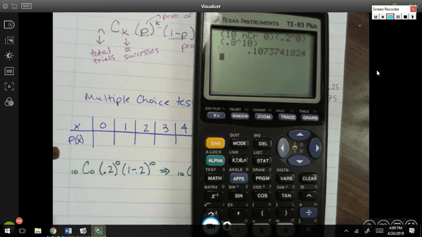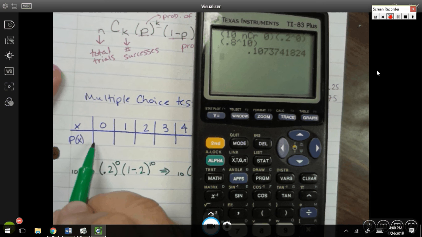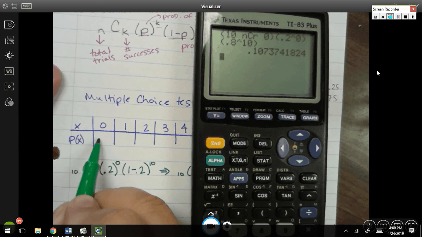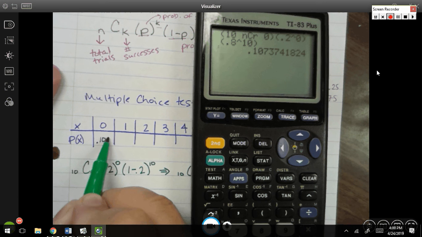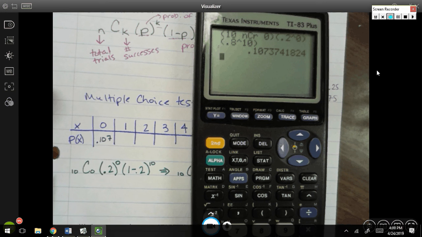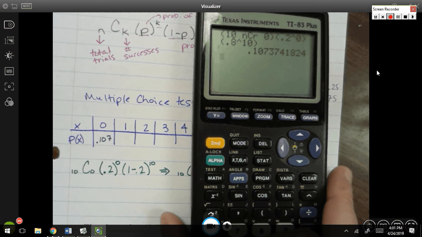0.107. So understand what this is saying. This is saying that you randomly guess on all 10 questions and you don't get any of them right. So this is about 0.107, which is about 10.7%. A little over 10% chance of getting none of them right. All right, let's move on.